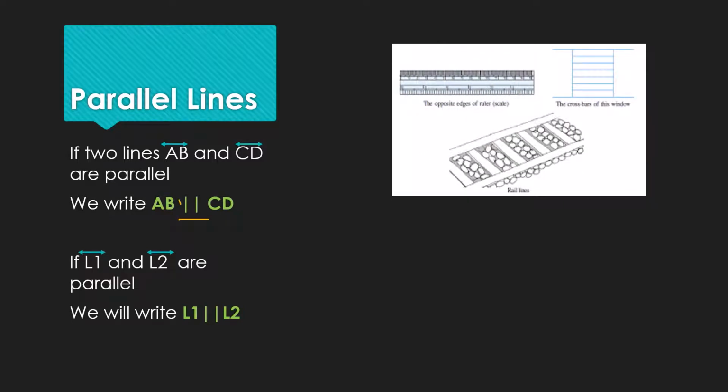These are some examples of parallel lines: the opposite edges of a ruler, see here, the two lines will not meet; the cross bars of a window; and rail lines.